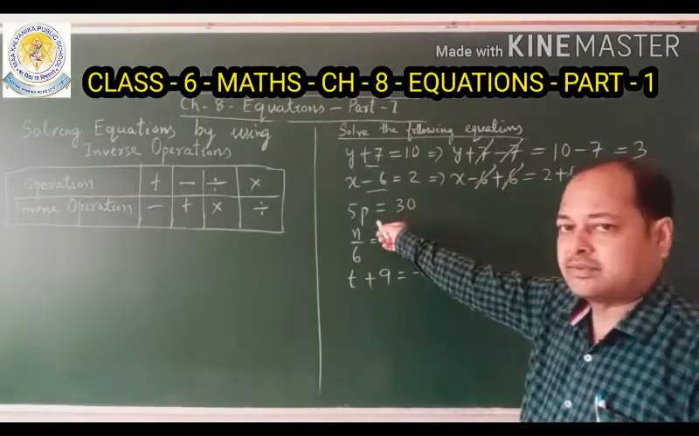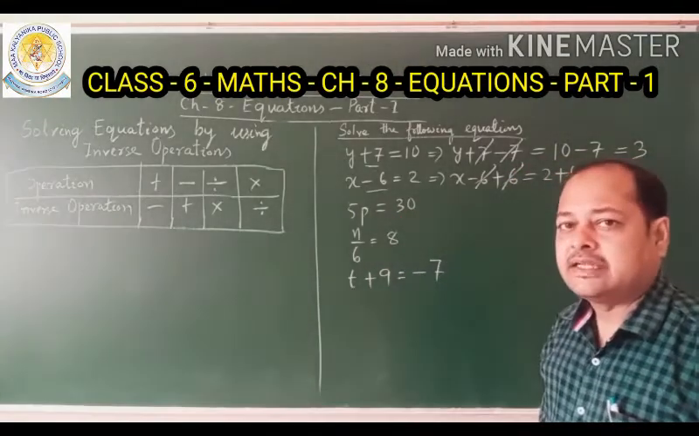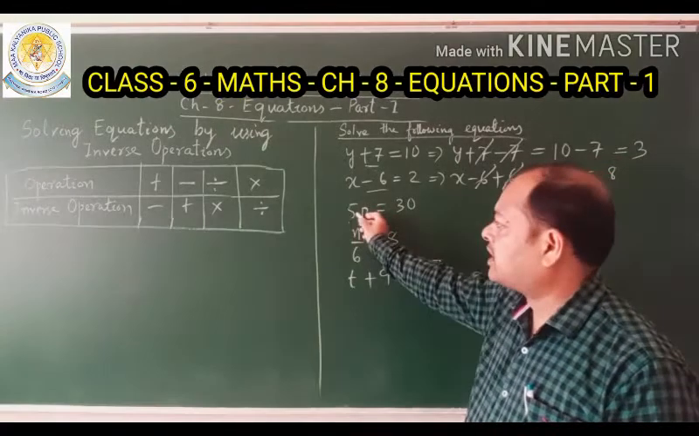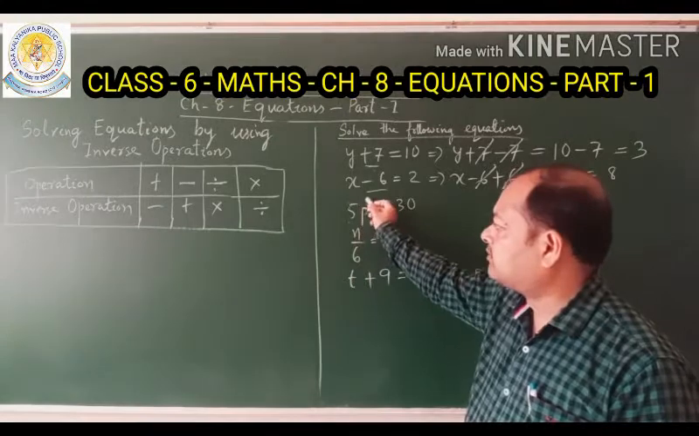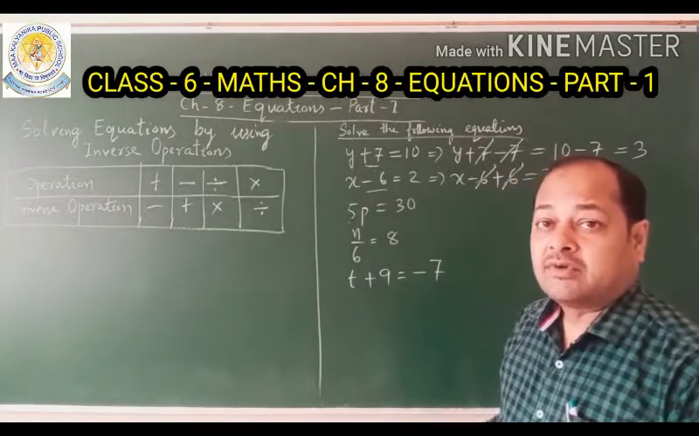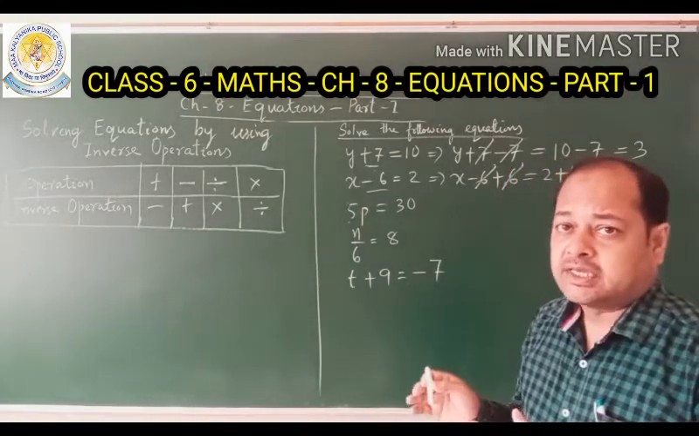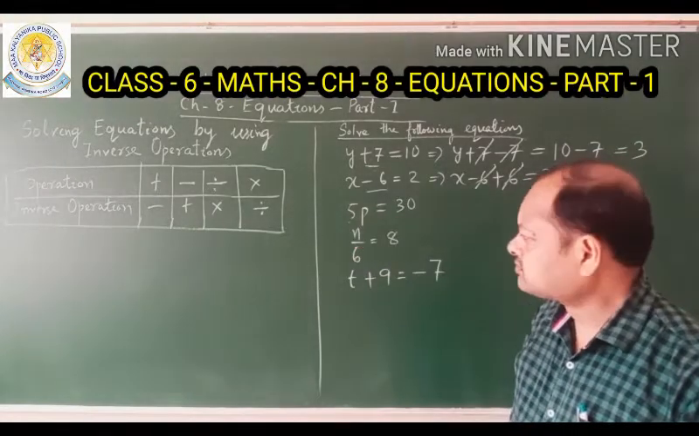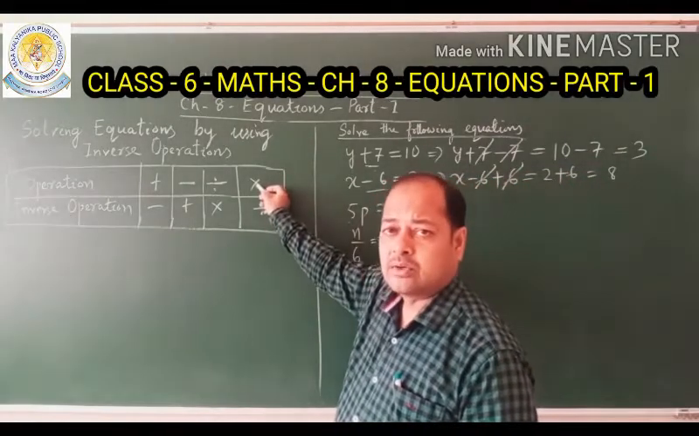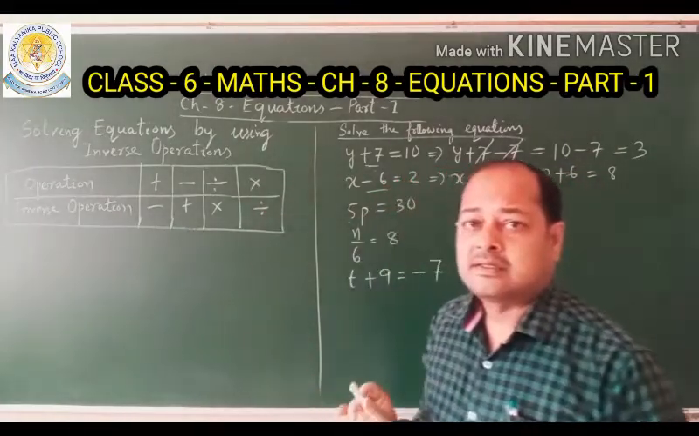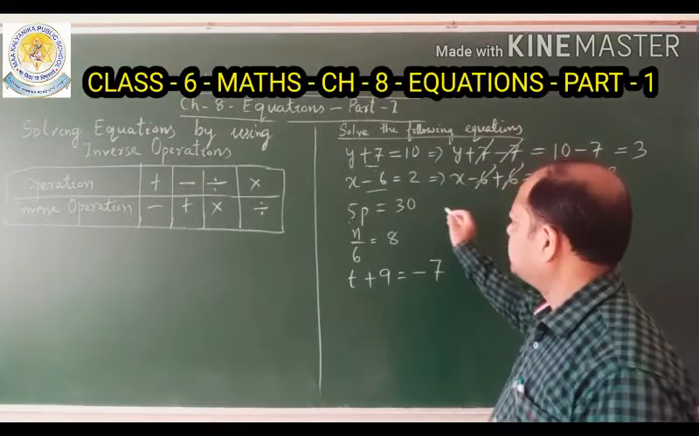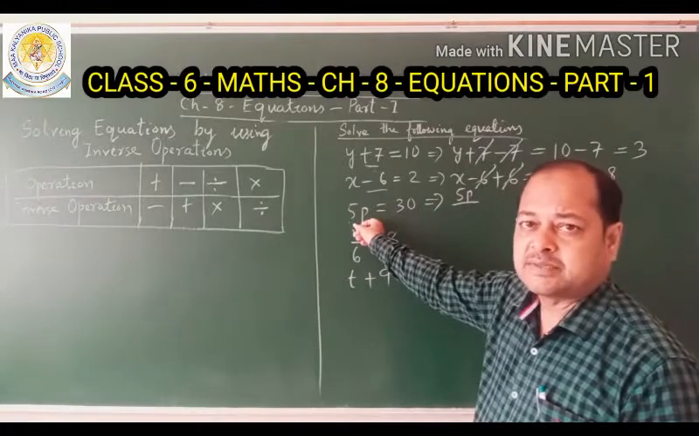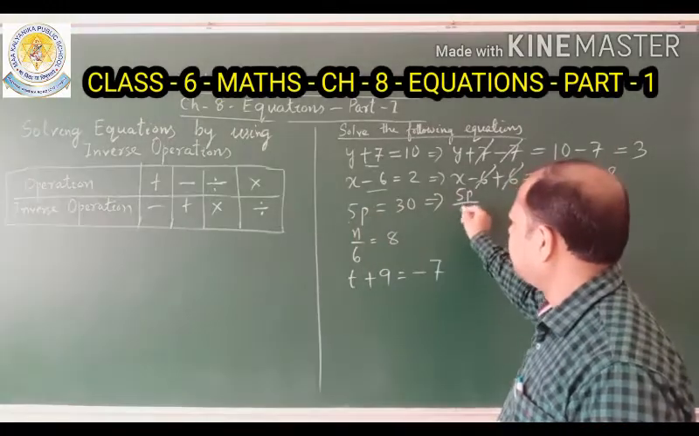Now look at this example. 5p equal to 30. Here p is multiplied with 5, or 5 is multiplied with p, and the value of p is the unknown quantity. We have to find out the value of p. Here we observe that 5 is multiplied with p. So when multiplication is there, which inverse operation will apply? That is division. So here we have to divide by the same quantity, that is 5.